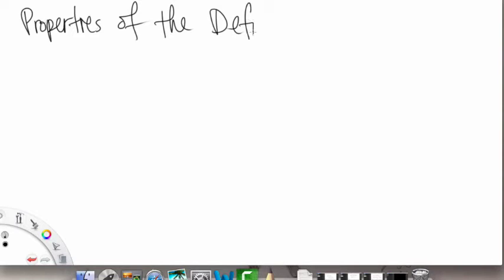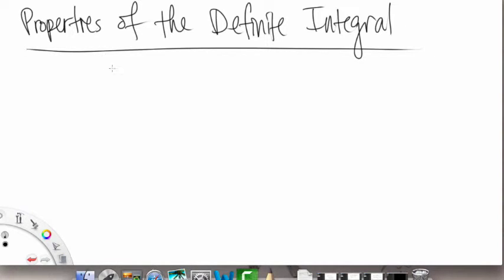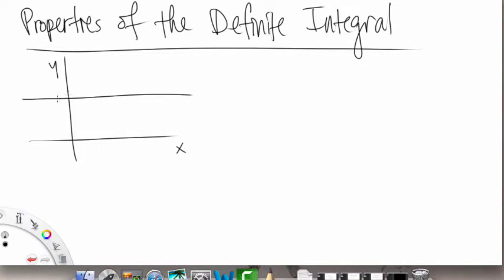Now let's go over some properties of the definite integral. We're going to start with this one: let's say we have a graph, and we're going along and we run into a graph that is constant. That means that it is at a constant height. The value of our function does not change.